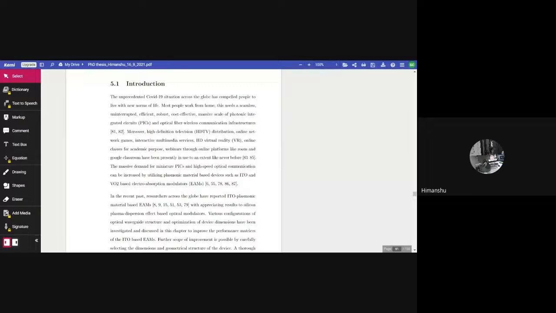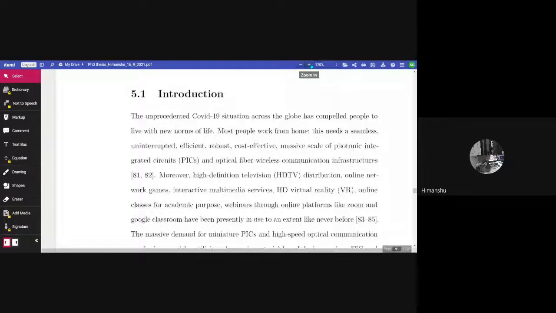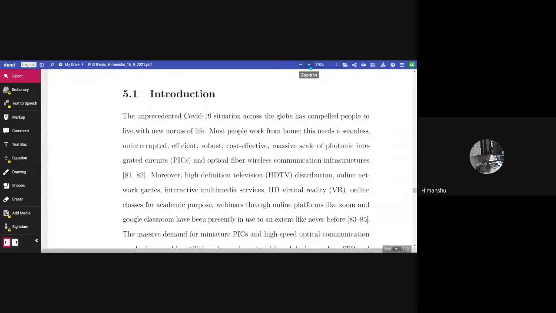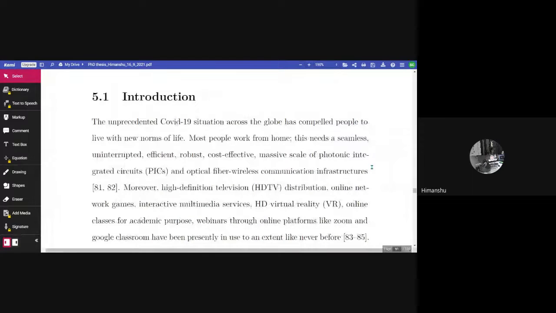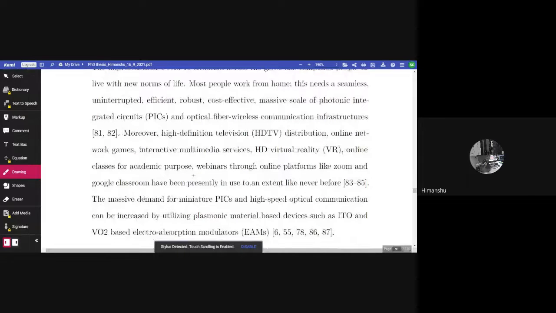Okay, so let us start from section 5.1, introduction. The unprecedented COVID-19 situation across the globe has compelled people to live with new norms of life. Most people work from home. This needs a seamless, uninterrupted, efficient, robust, cost-effective, massive scale of photonic integrated circuits (PICs) and optical fiber wireless communication infrastructures. References 81, 82. Moreover, high-definition television (HDTV) distribution, online network games, interactive multimedia services, HD, virtual reality (VR), online classes for academic purposes, and webinars through online platforms like Zoom and Google Classroom are presently in use to an extent like never before.